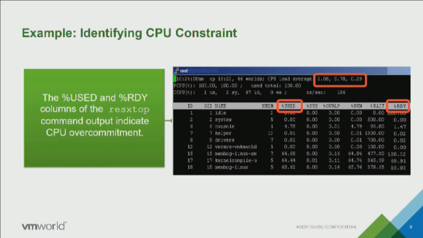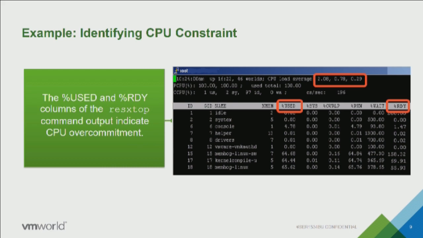And I was telling you earlier that when we hit Shift V, we can make it so that we don't see all of the system worlds. In this case, I've got a bunch of system worlds currently displayed: idle, system, console, helper, drivers, etc. I don't see any virtual machines on here at all. And that may happen to you when you go into ESXtop. So Shift V is what you want to hit so that you see your virtual machine consumers down on the bottom.